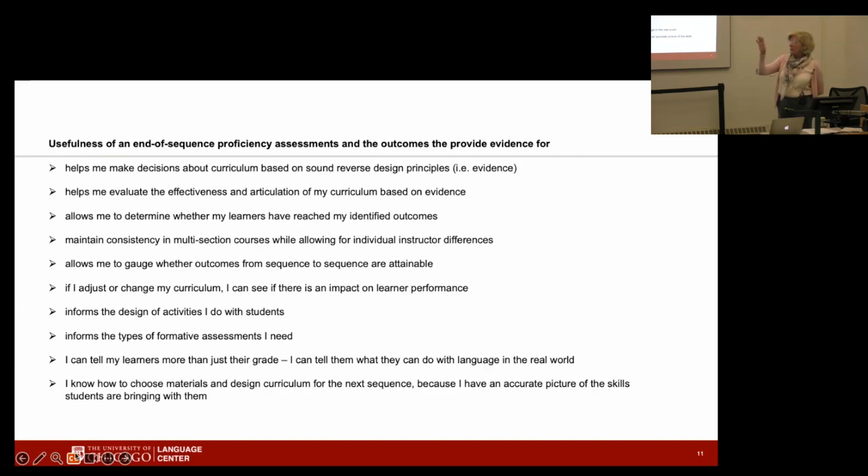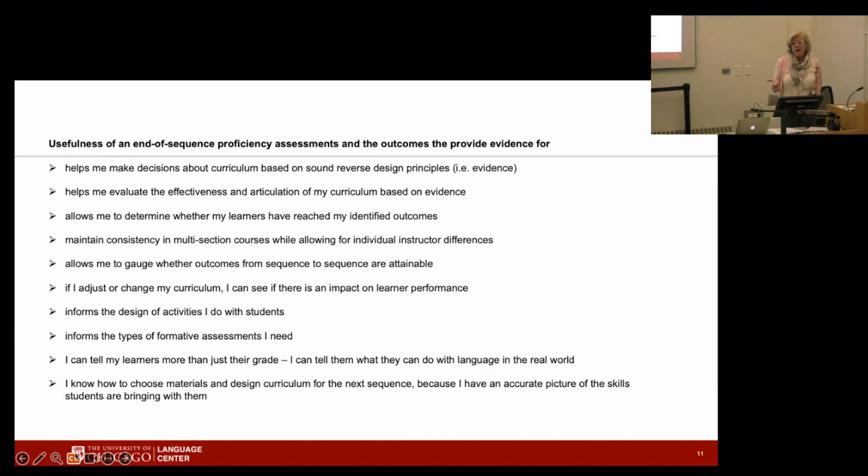So these tests are an end of sequence summative assessment, end of first year German, end of second year Arabic. They're not chapter tests. Those are different. This lets me set outcomes at the end of a year and test them, but it informs how I'm going to teach throughout the year. It lets me see if my learners are actually getting there.